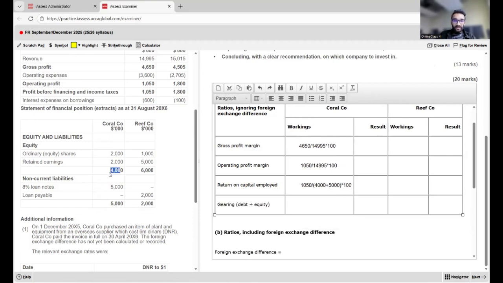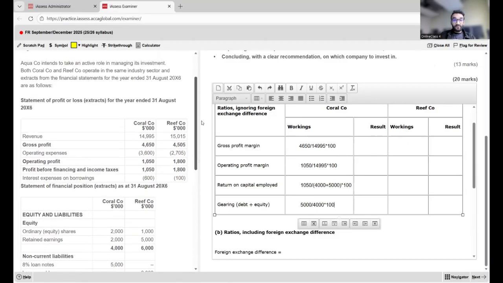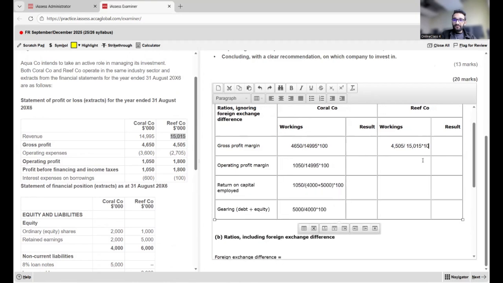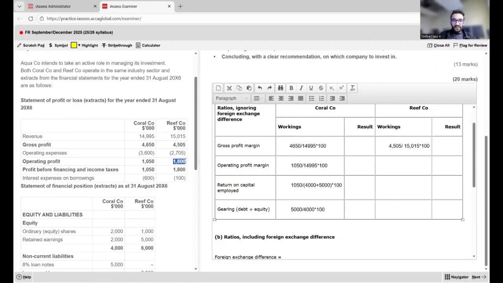Gearing, debt divided by equity. What is the debt? 5000 divided by 4000. They have already given the formula, 5000 divided by 4000 into 100%. I will be doing all the results calculations after putting in the data. Let's discuss this 4505. Now Reefco: divided by their revenue, which is 15015, into 100. Right? Now their operating profit is 1800.